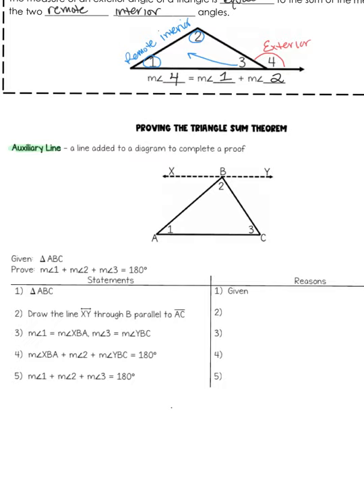In our proof, we are trying to prove that the three angles inside our triangle add up to 180 degrees. We saw this in our discovery activity, but now we're going to go through what the actual geometry proof would look like. We're given triangle ABC. That's our first statement. The next statement says to draw the line XY through point B parallel to segment AC. And the reason we're allowed to do this is because it is an auxiliary line.